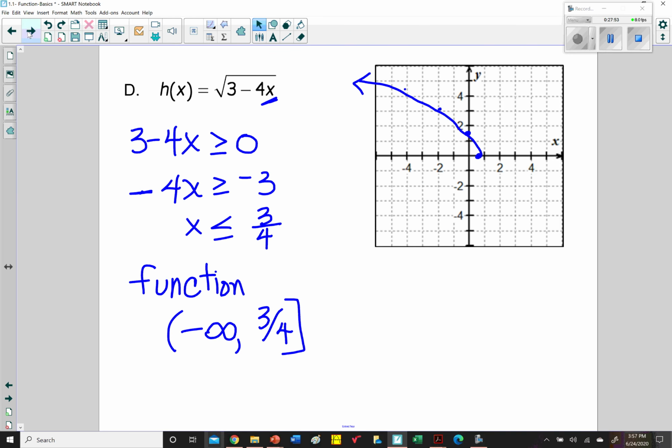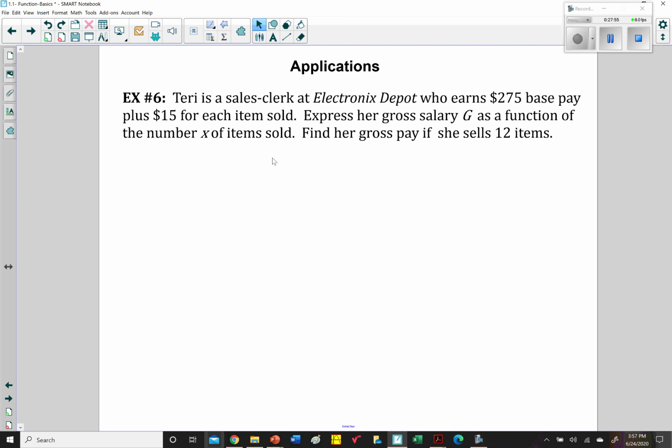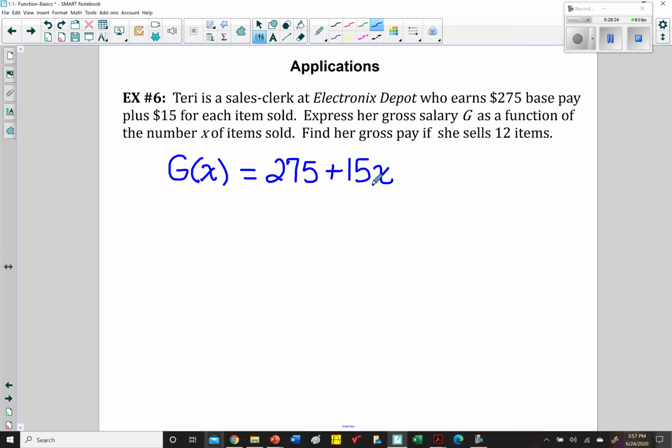Okay, in the next 2 examples, a couple of applications. Carrie is a sales clerk at Electronics Depot. She earns $275 as her base pay, plus $15 for each item sold. We want to express her salary, G of x, as a function of the number of units she sold. So she makes a base pay of $275 plus $15 for each item that she sells.